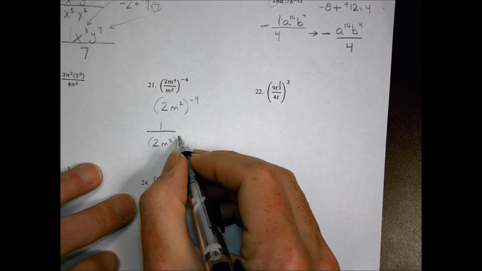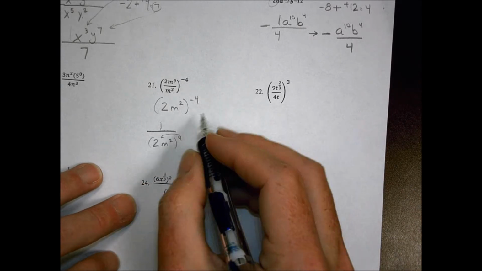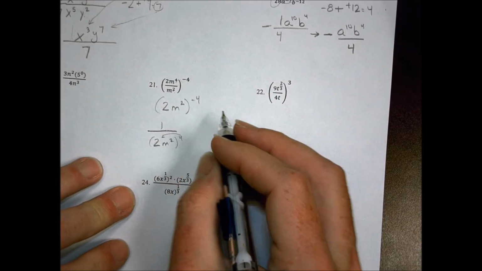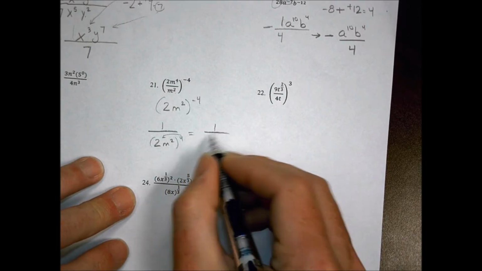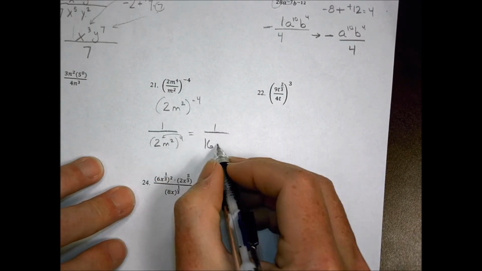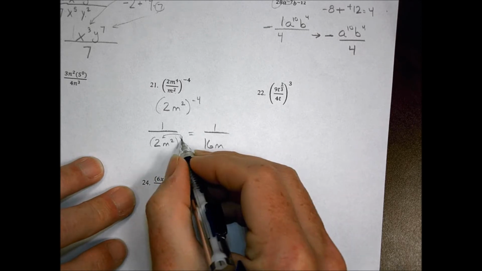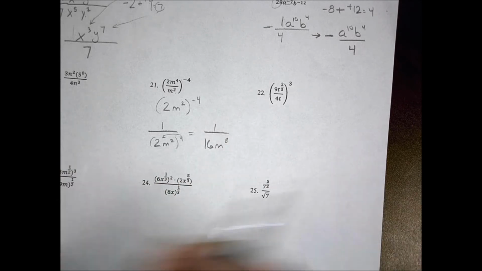So now I put the 4th into the 2. So 2 times 2 is 4, times 2 is 8, times 2 is 16. So that becomes 16 there. And then with the m, we multiply. 2 times 4 is 8. And we have m to the 8th power, like so.